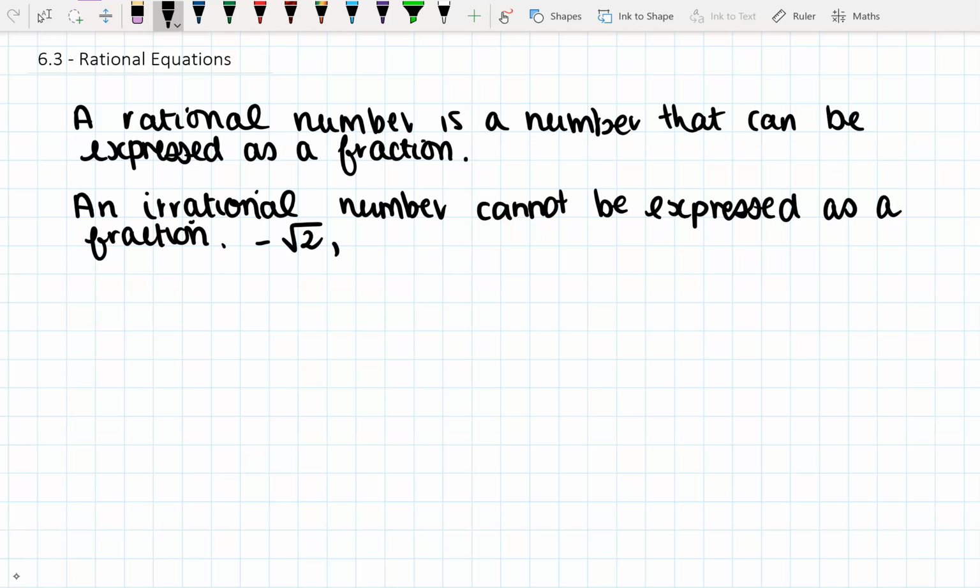Another example of this is pi. Pi also has an unending number of digits that doesn't repeat after the decimal point. That's the key part there. So that is also an irrational number. Another example of an irrational number is the number e, which you will learn about later on. It's not something you need to worry about right now. So this is the difference between rational and irrational.